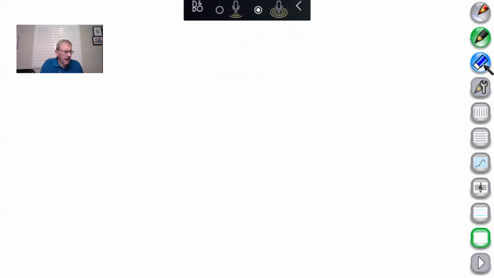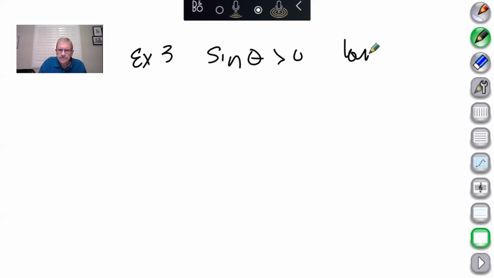All right, let's try another little one here. On this problem, this is example 3. It says, identify the quadrant or possible quadrants of an angle theta that satisfies the given conditions. Sine theta is greater than 0. Tangent theta is less than 0. So what are they saying?